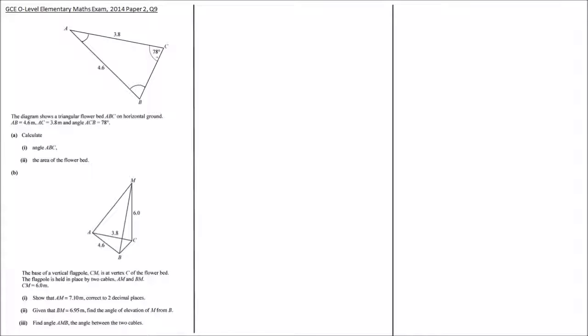So we are given this diagram here. Two of the sides are given, and the angle here, which is a non-included angle, is also given. Since we are given two sides and a non-included angle, we know we have to use the sine rule to find the angle asked for in part 1, the angle ABC. So let's write down the answer for part 1.